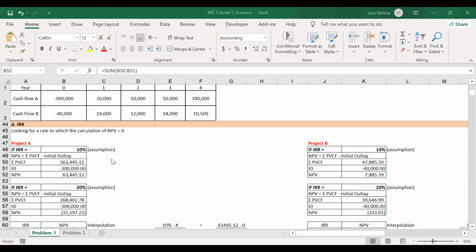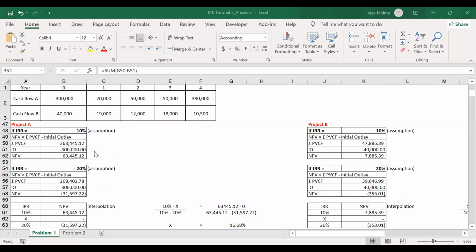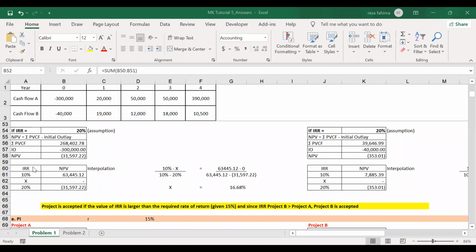Okay, the next method is IRR for point D. So to remind you a bit, the IRR or internal rate of return, if we're calculating the IRR, it means we are looking for a rate which makes our NPV become zero. And in this case, we're gonna find the IRR using interpolation method.